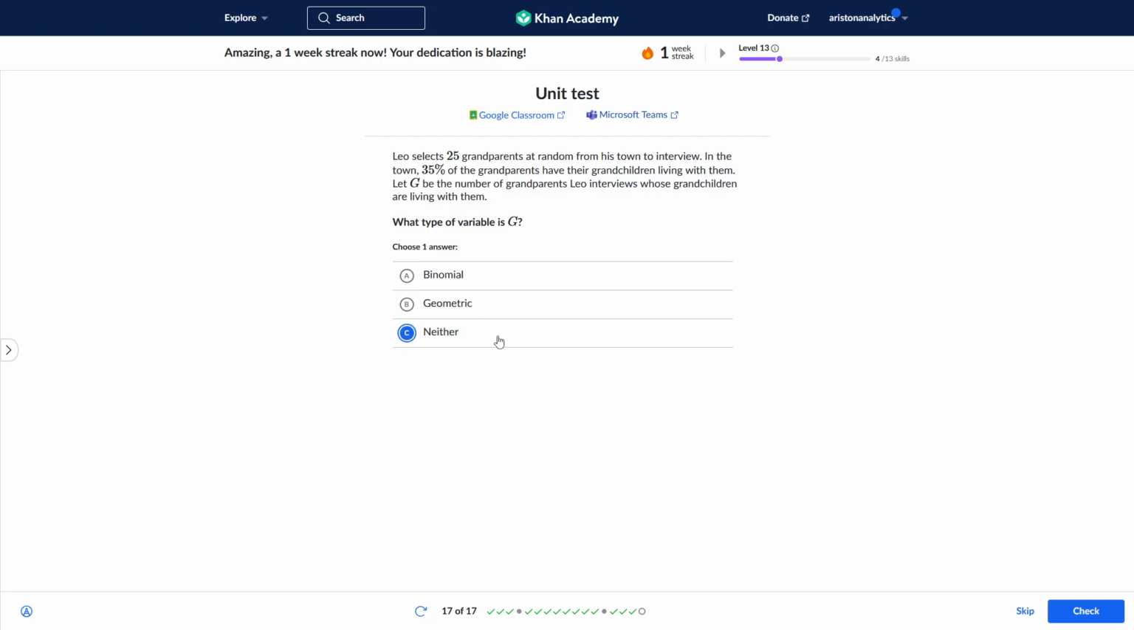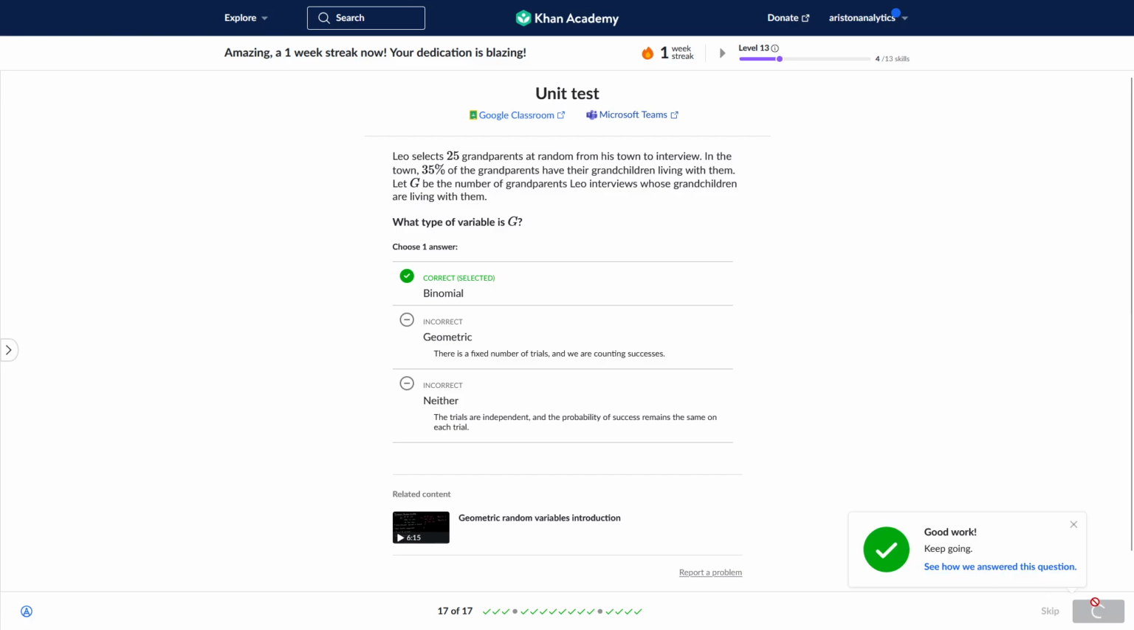I want to say neither. I'm not sure if the sample size is big enough. But let G be the number of grandparents. So there's, okay, independence. Might be independent, doesn't really say. Independence. Outcomes don't affect one another. Fixed number of trials. Success. Fail. I'm gonna say binomial. Don't overthink it. Hell yeah.